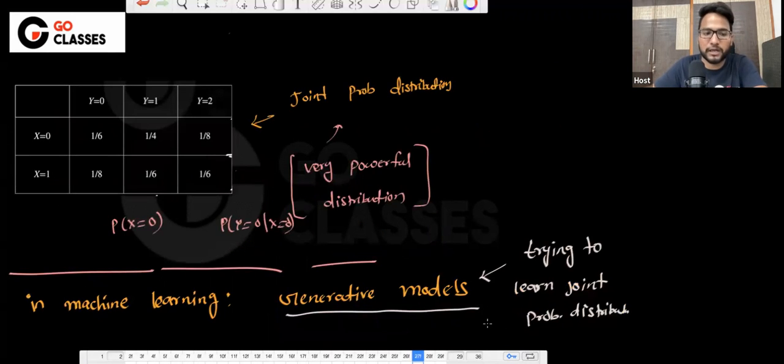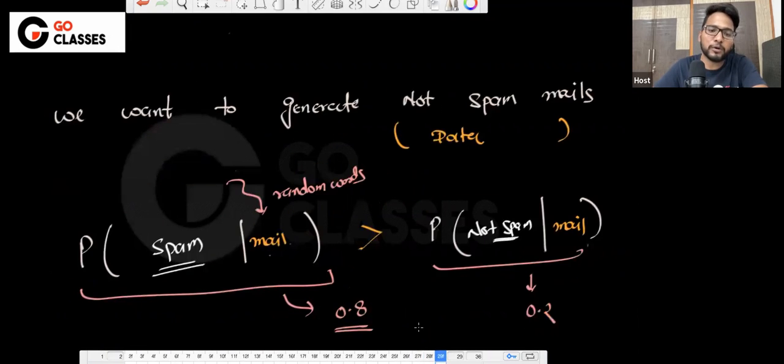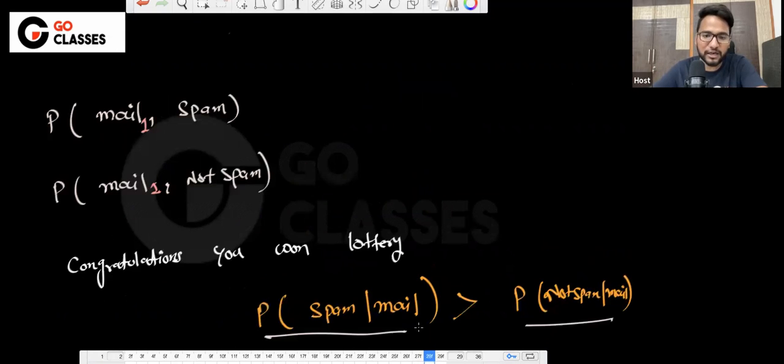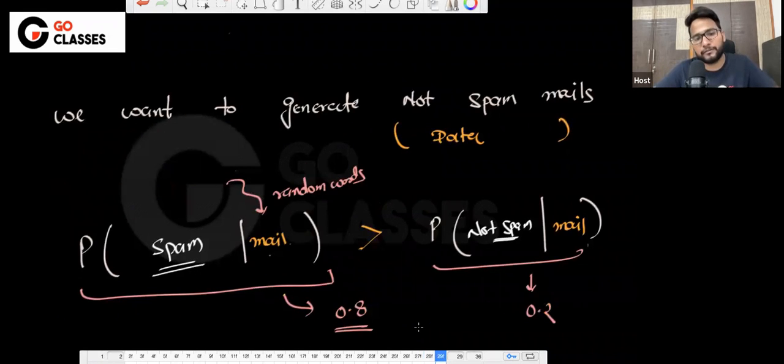In machine learning, obviously we don't need to discuss it here, but there is a special field called generative models, which are doing one thing. They are trying to learn the joint probability distribution, because the joint probability distribution is very powerful. If you have the joint probability distribution, you can even generate the data. You can not only check the data given the mail, you can even generate the data, right? Which is very powerful. That is why these generative models are popular nowadays. Okay, so let's move to the next question.